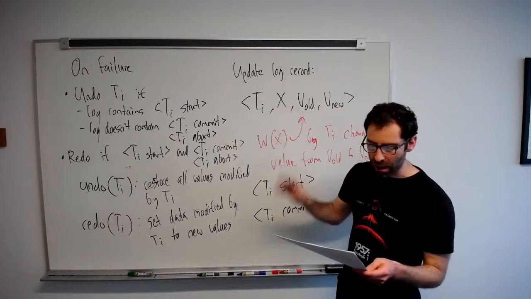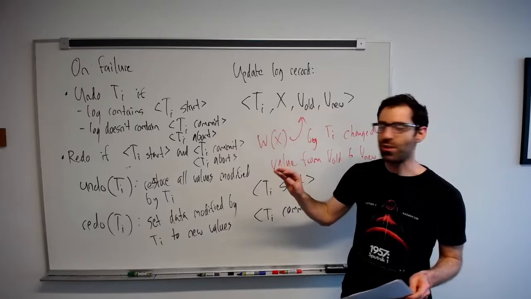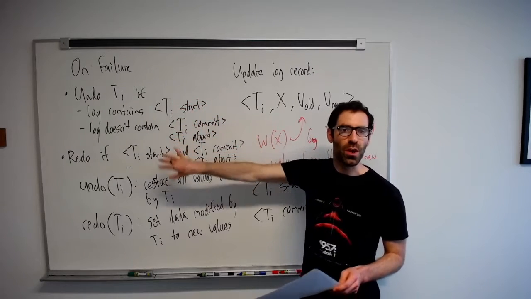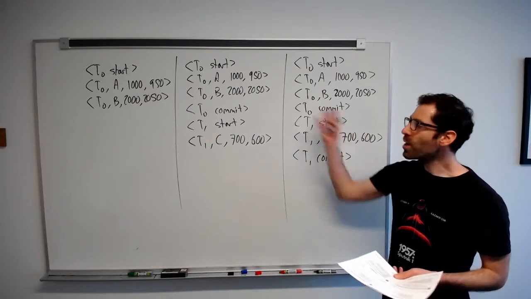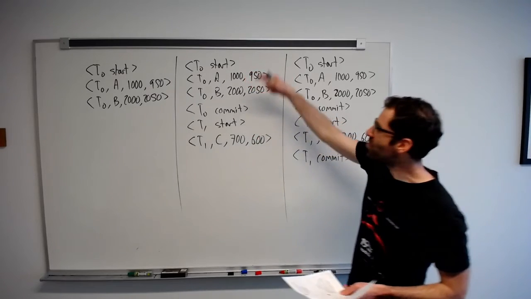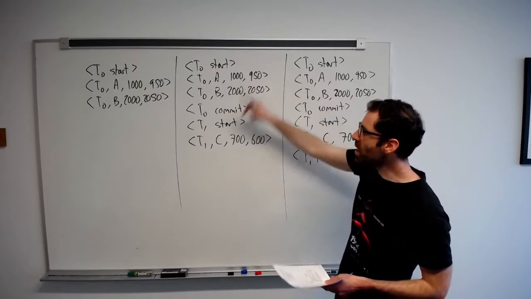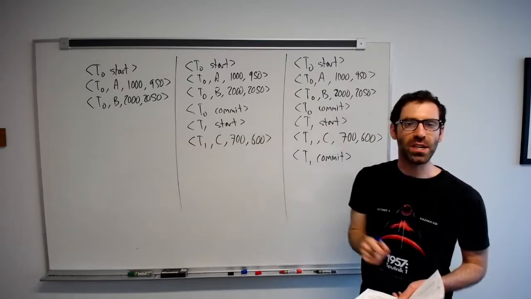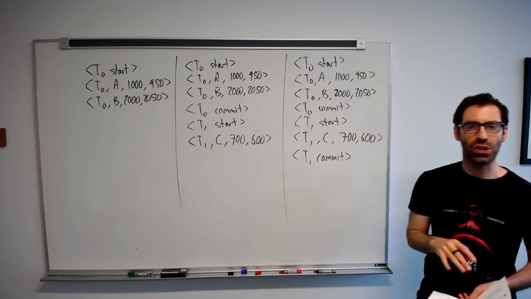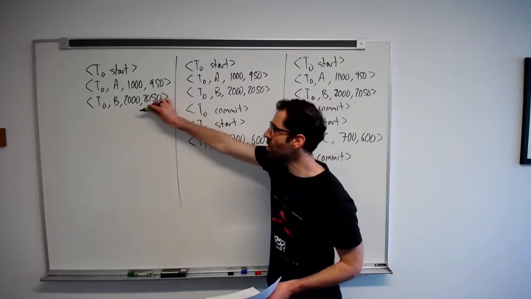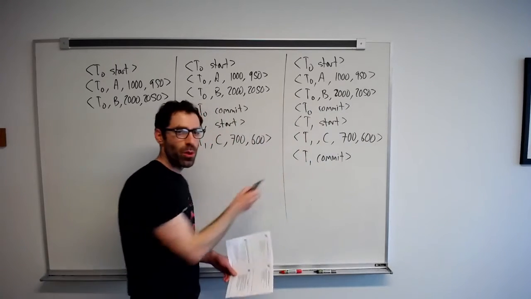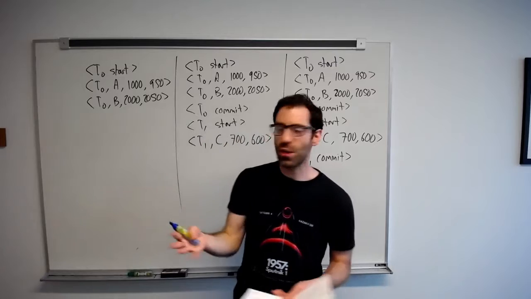So now I want to show you some example logs and what it would mean in terms of applying our definitions of when we undo and when we redo. Here we have three different examples where we have a T0 transaction that's doing a transfer of $50 from A to B, and a T1 transaction that's subtracting 100 from some account C, and we have three different cases where a crash occurred at different points. The crash occurred in the middle of T0, in the middle of T1, or after both transactions. Let's look at what we need to do in each case.